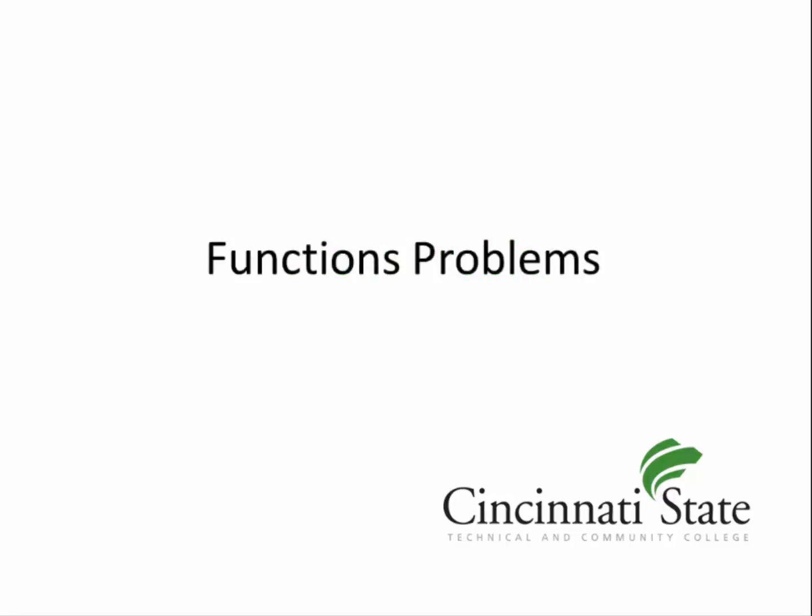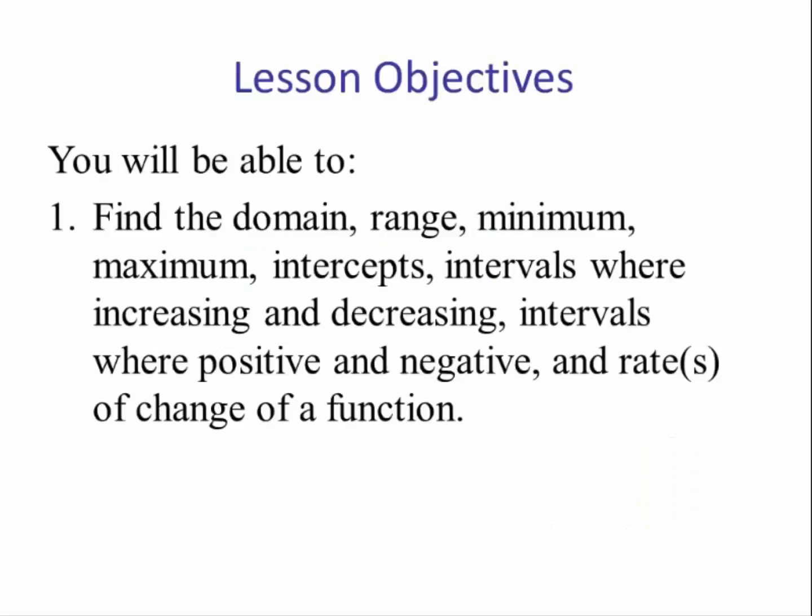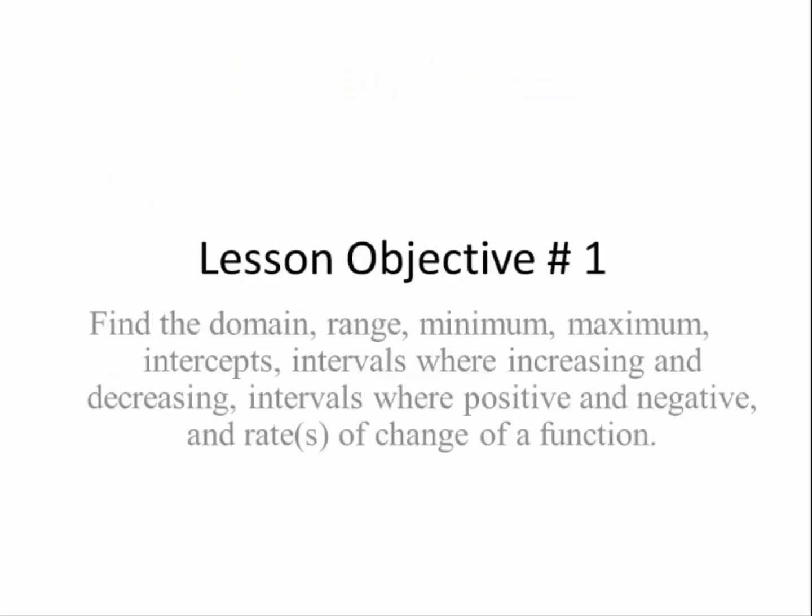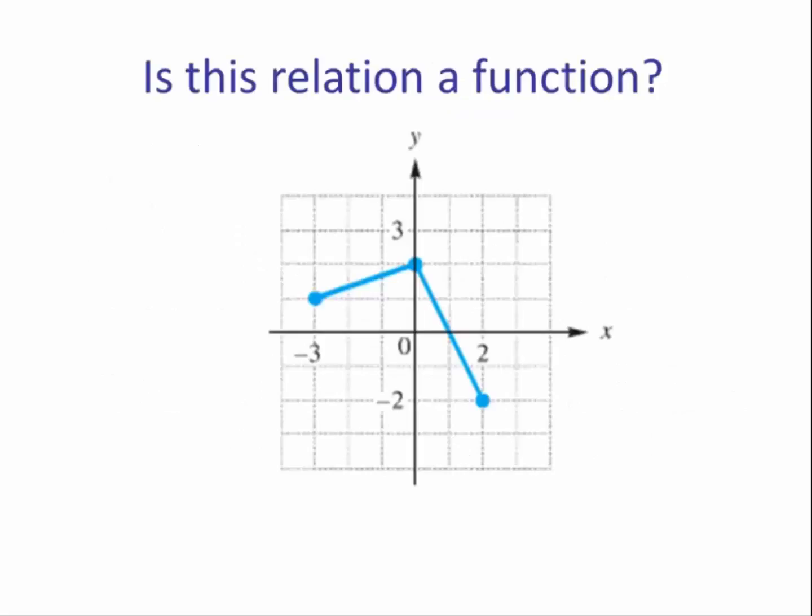Function problems. Lesson objective: find the domain, range, minimum, maximum, intercepts, intervals where increasing and decreasing, intervals where positive and negative, and rates of change of a function. Is this relation a function? Yes, it passes the vertical line test, which means for every x there is one and only one y.